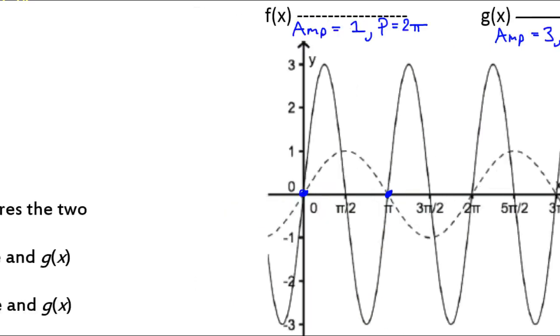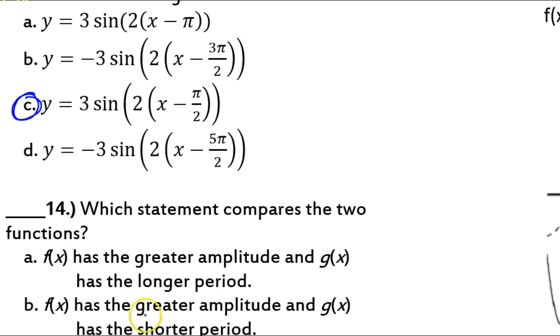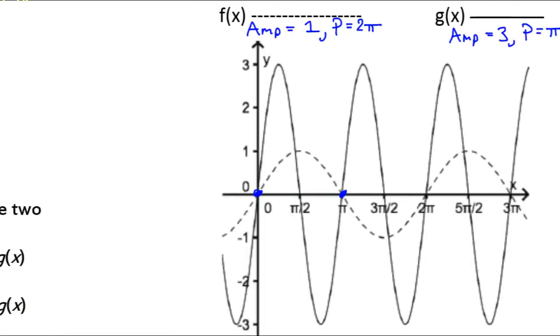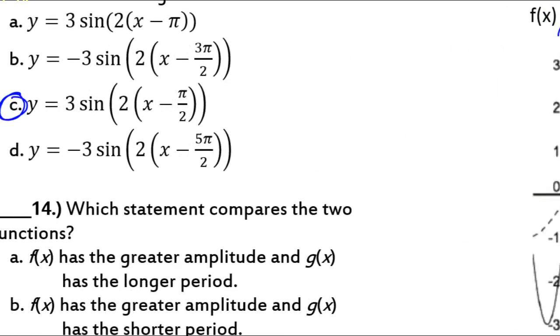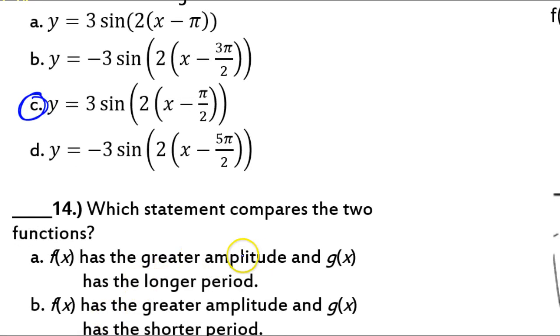So now let's look at each one of these questions. Function f has a greater amplitude. Let's just start there. Function f has amplitude 1 as opposed to amplitude 3 for function g. So function f has the greater amplitude? No, that's false. So we know that A is not the answer.